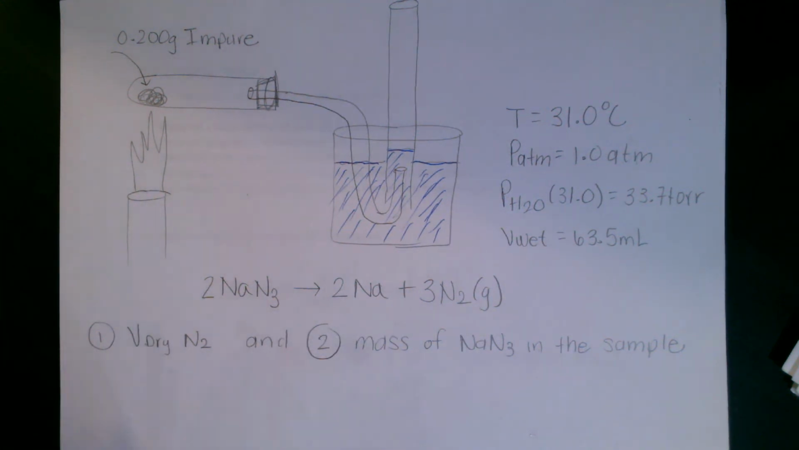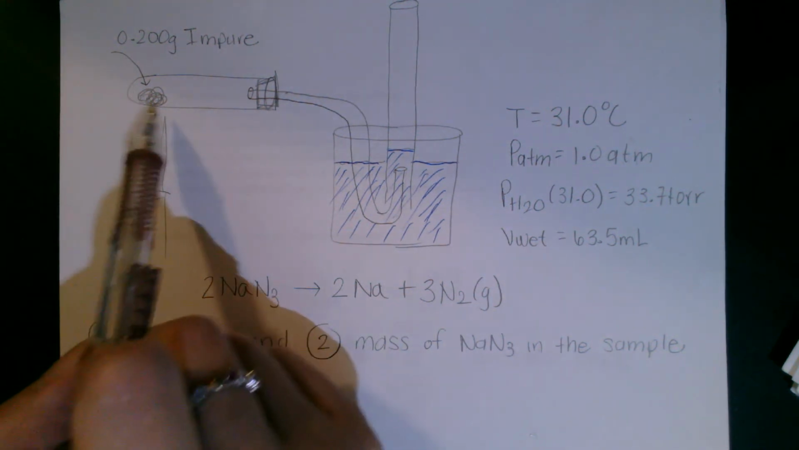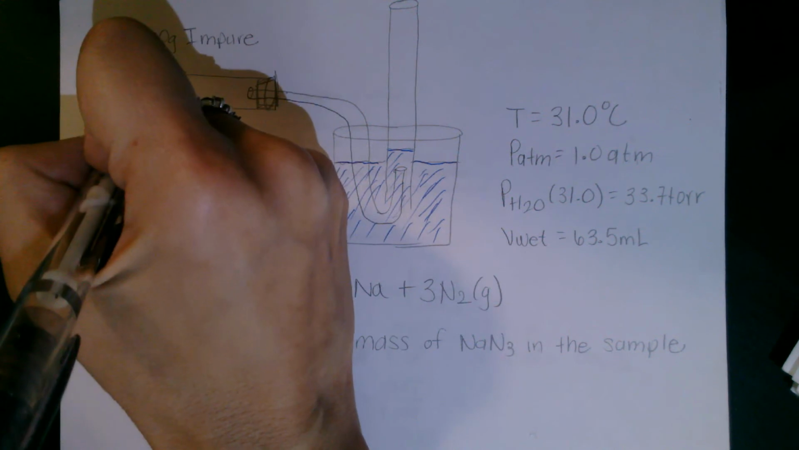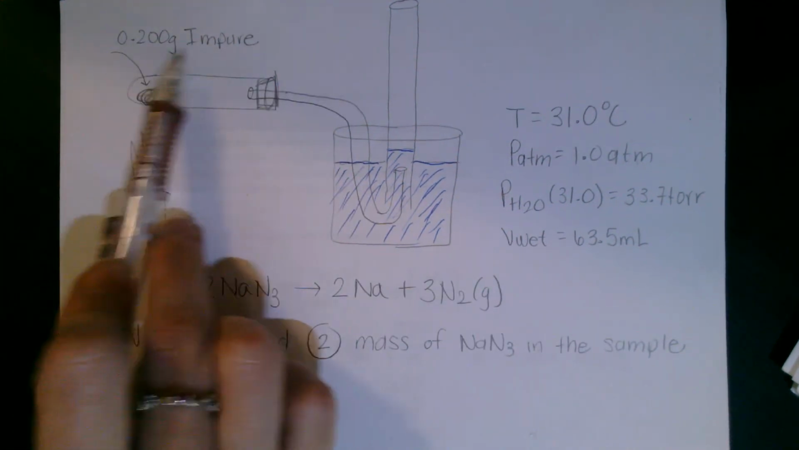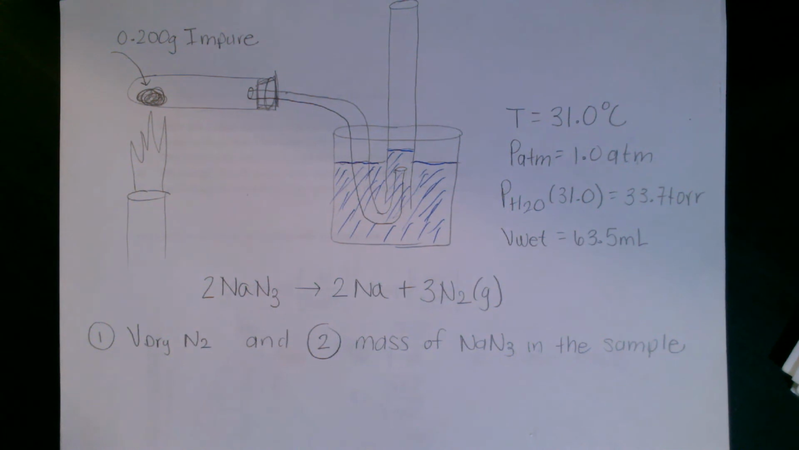Okay, so for this problem, we have a sample that has some impurities. There's a 0.2 gram sample, and like I said, it's not completely pure. The sample contains sodium azide, so NaN3 is sodium, and then this anion here, N3 minus, is called azide.